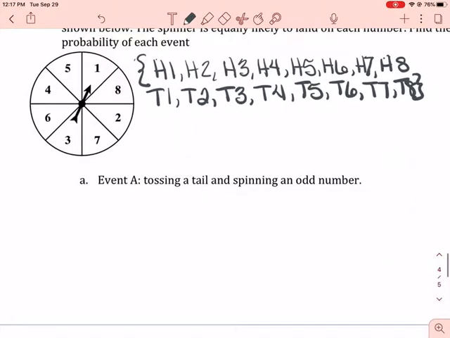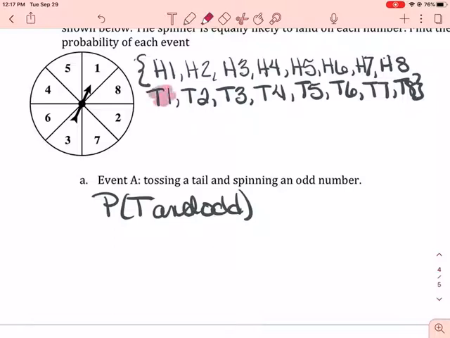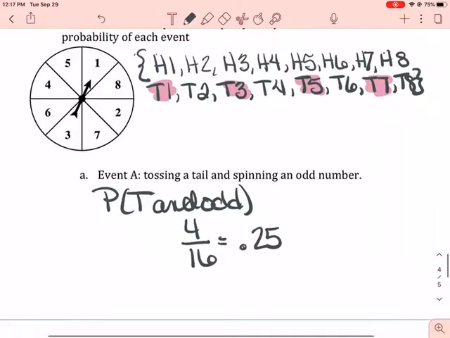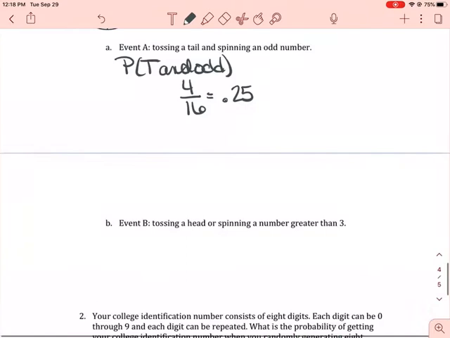So the event is tossing a tail and then spinning an odd. All right, so we want a tail and odd. Okay, so let's find tail odds. So this is odd, this is odd, this is odd, and this is odd. So there's 4 out of 16, 0.25 if you wanted to make a decimal or percent.